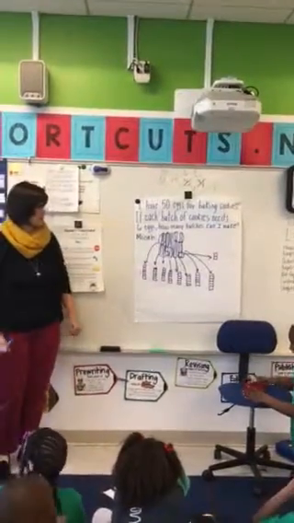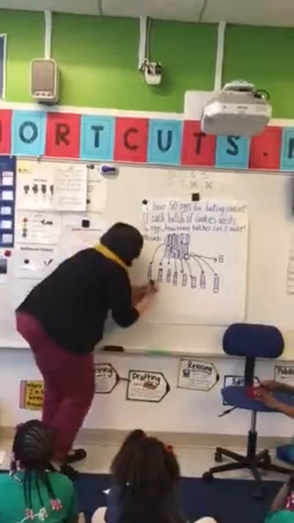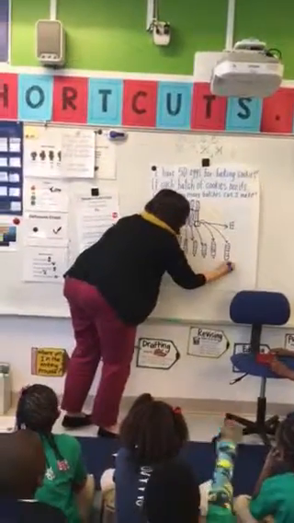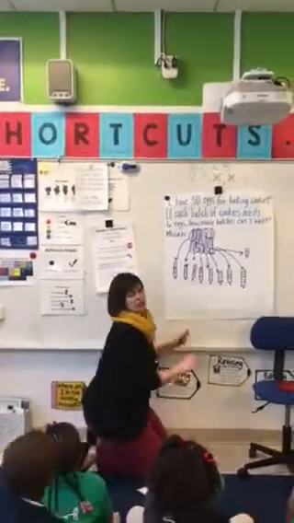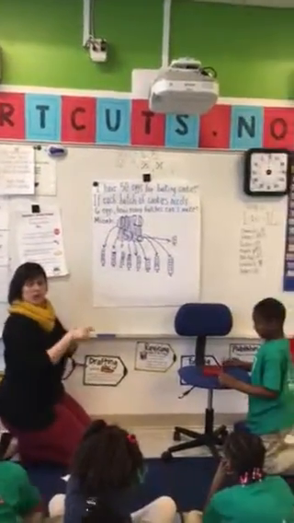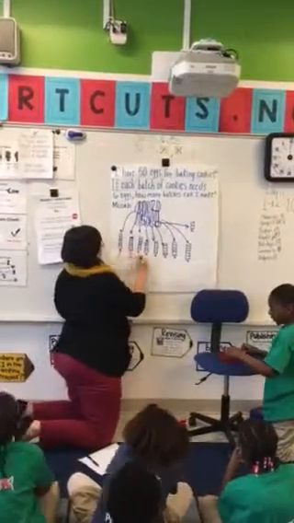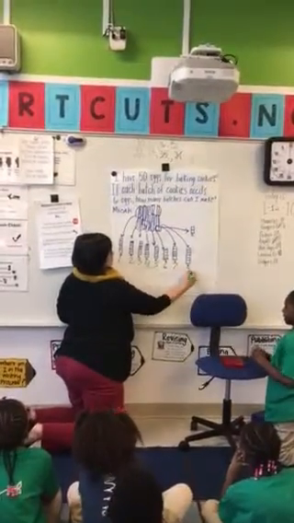Then I see how many. Then I count how many batches I made. Here, let me just label these. Then what? How did you do that? I'm gonna put this in a different color. I counted it. Show them. Tell them. 1, 2, 3, 4, 5, 6, 7, 8.